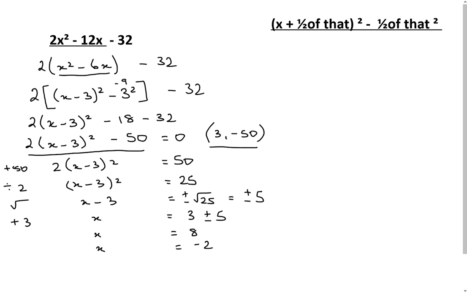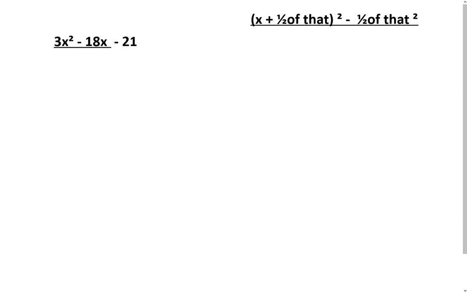Let's take one more example. Okay, this time we've got 3x squared minus 18x minus 21. So again, leave the minus 21, just factorize the x squared and the x, so minus 6x minus 21. Bring in your square brackets, sing the song, x minus half of that all squared minus half of that squared minus 21.